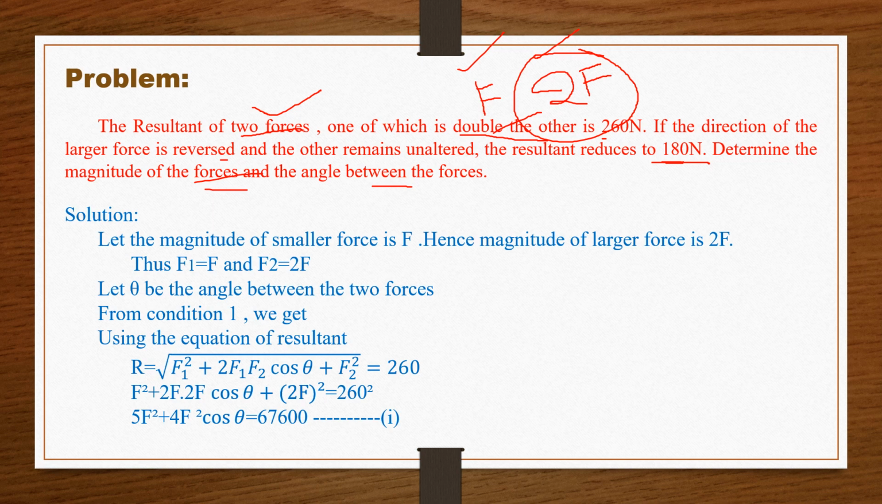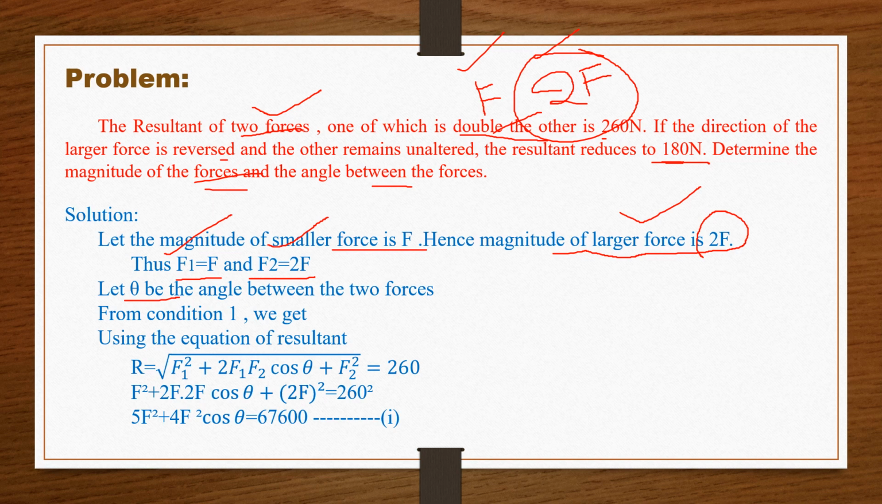First, in the solution, from the given data, let the magnitude of the smaller force be F. The larger force is assumed as 2F because one of them is double the other, so 2 times the smaller force, 2F. F1 is the first force, F2 is the second force. F1 equals the smaller force, F2 equals the larger force. Let theta be the angle between these two forces F1 and F2. This is the assumed data from the given data.